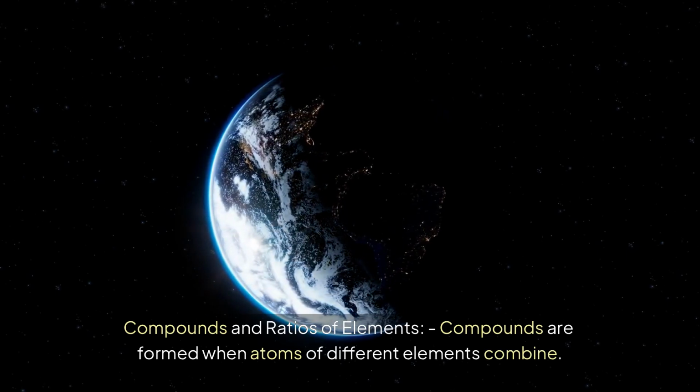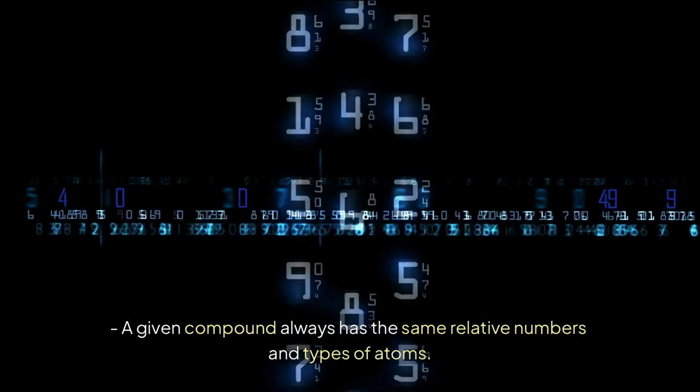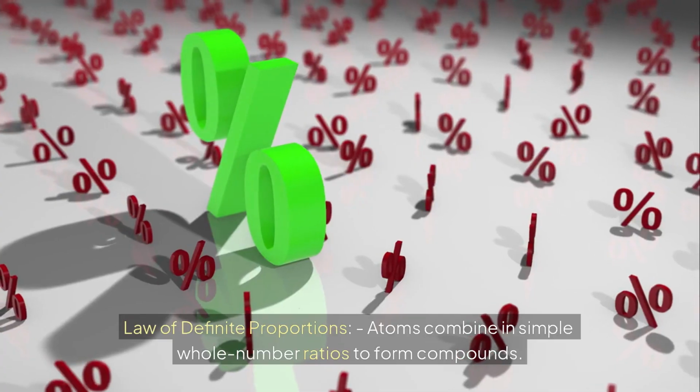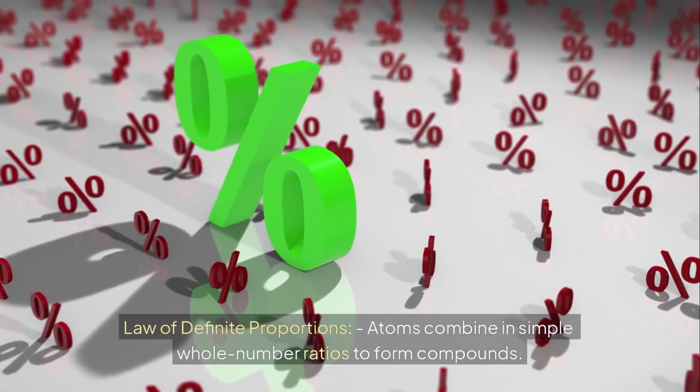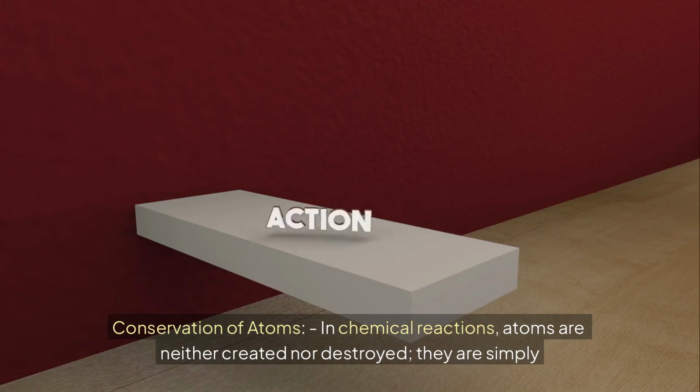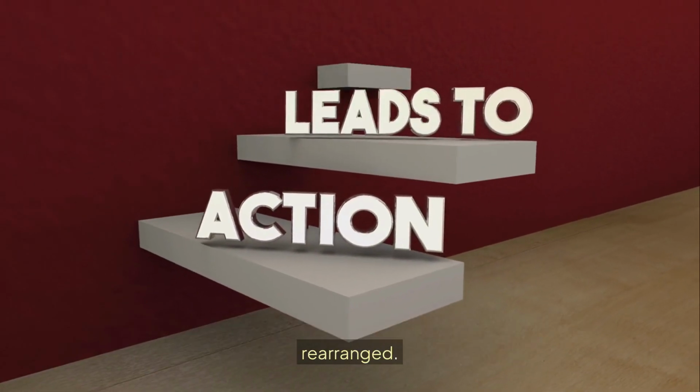Compounds are formed when atoms of different elements combine. A given compound always has the same relative numbers and types of atoms. Law of definite proportions. Atoms combine in simple whole number ratios to form compounds. Conservation of atoms. In chemical reactions, atoms are neither created nor destroyed, they are simply rearranged.